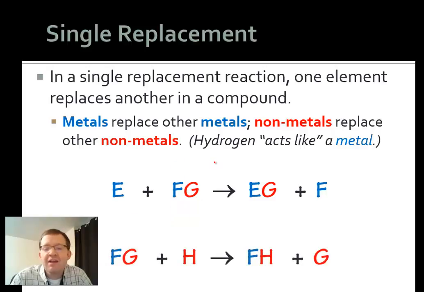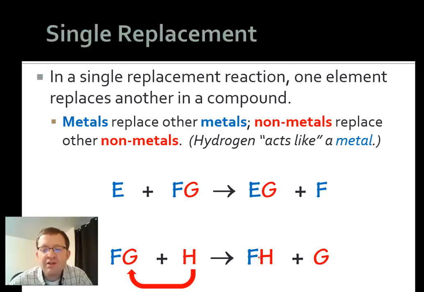We can see the same thing with a nonmetal replacing another nonmetal. So here's another equation. We've got our same pair here, FG, but here along comes element H. Now H is a nonmetal, it's in red, so it's going to try to come in and replace this element G and take its position in the pair, in the compound.